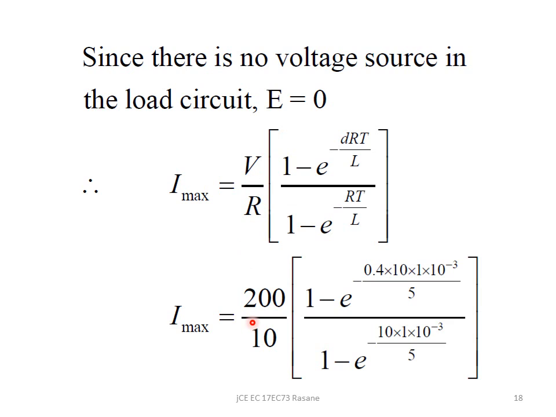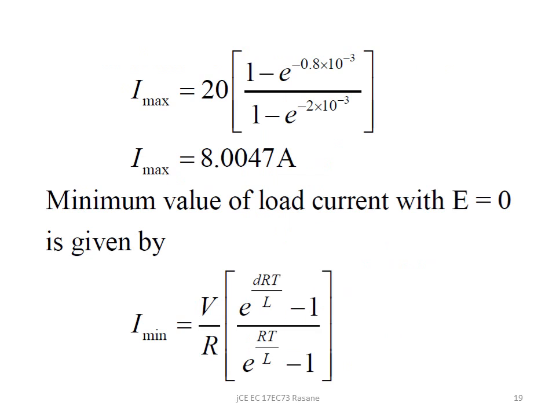Substitute all the known values: V as 200, R as 10, and in the exponent, d is the duty cycle, that is 0.4. R value is 10 and the time period is given as 1 millisecond. The L value has been given as 5 henries. So substitute likewise for R, T and L and solve this problem. The value of Imax that we are getting is 8.0047 amperes.